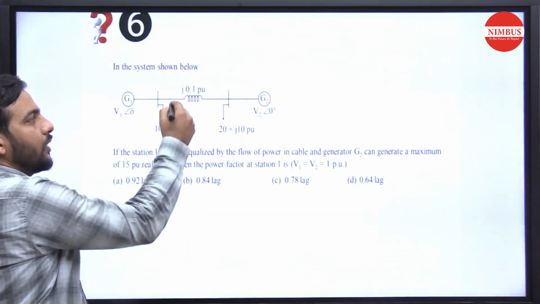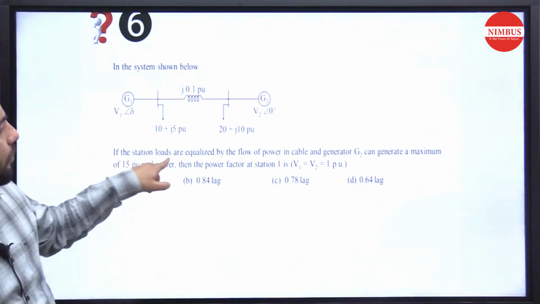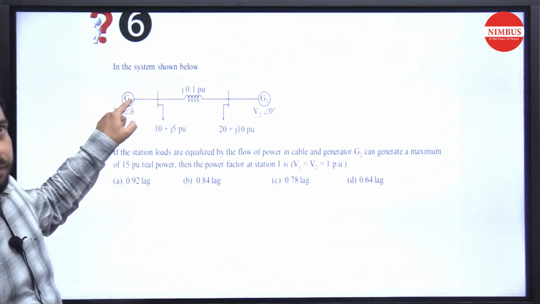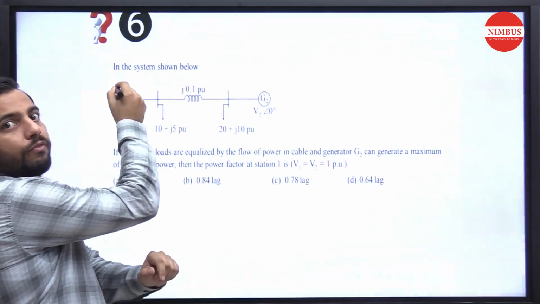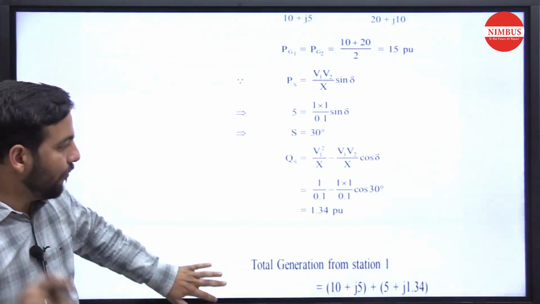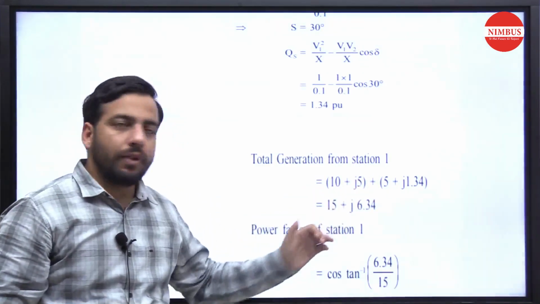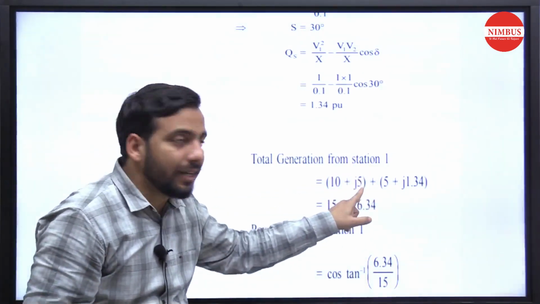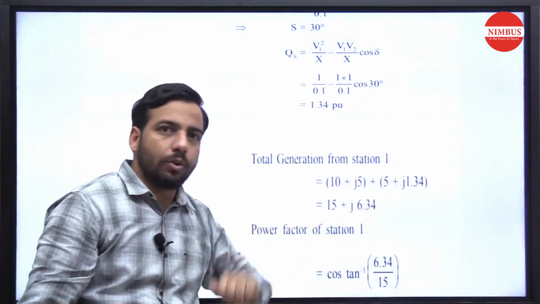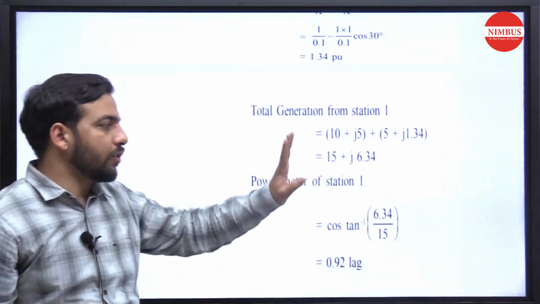Here QS is 5, and when both are added, the total Q is from generator 1, and here we need to calculate the power station 1 Q. So for the power factor, P is 15, and Q is what we have calculated from QS. When we add both of these, total generation from generator 1 is 10 plus 5, that is 15 total, and Q 5 was given to the load, and this one will be the QS. When both are added, this will be the total Q. This is total P and this is total Q. So now you can calculate the power factor of station 1.